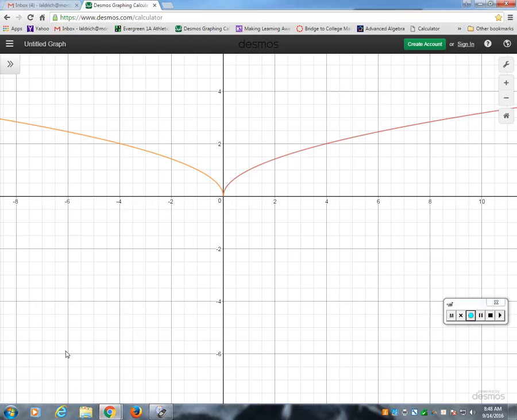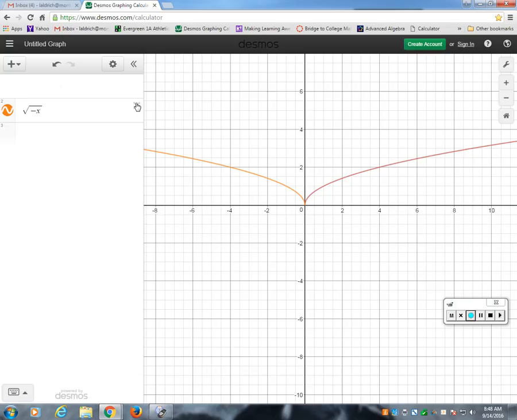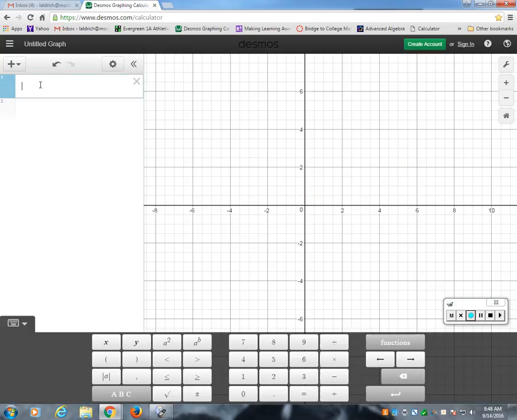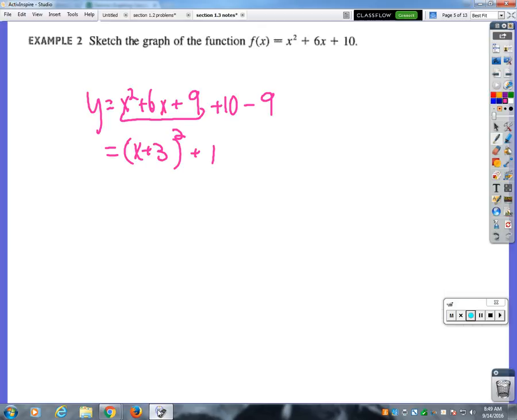I'm just going to graph the original so we can prove that we were right. Plus 6x plus 10. Okay, so as promised, left 3, up 1. So that's what the completing the square process is for, is to get it into what's called vertex form, so you can see what the graph is going to look like.